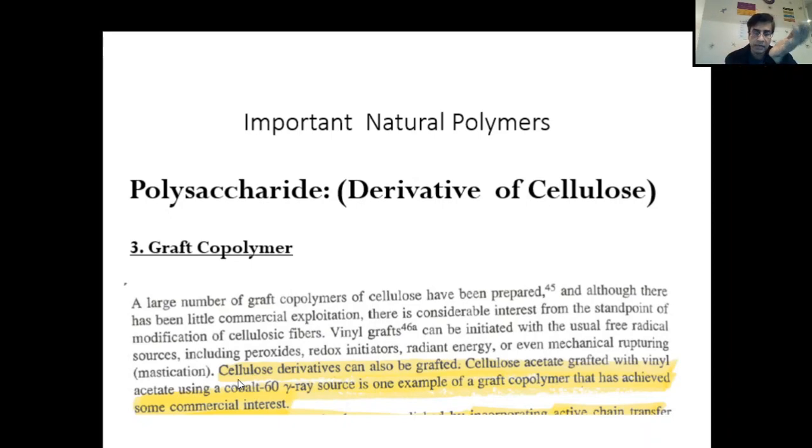Cellulose is a polymer into which we introduce a different polymer, or sometimes we introduce a monomer and start growing the chain from there, and due to that the property is changed. That's how you do it. This is one of the methods of cellulose grafting: taking the cellulose and introducing cobalt 60 X-rays to create the reacting center, and then from this reacting center we can introduce any monomer to put a new polymer chain.